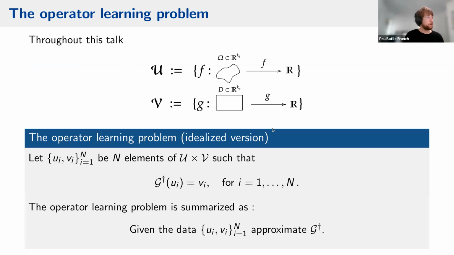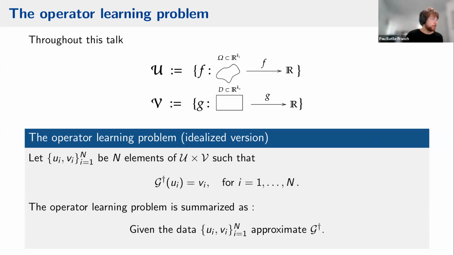Throughout this talk, I'm going to consider two spaces of functions, U and B. U is going to be a space of functions from R^k to the real line. Similarly for B. Importantly, the input domain of the functions in U and the functions in B doesn't need to be the same. What I would call the idealized version of operator learning is having access to pairs of functions, u_i and b_i, where u_i is in U and b_i is in B, such that there exists an operator G dagger such that G dagger of u_i equals b_i. We want to learn G dagger from the data.